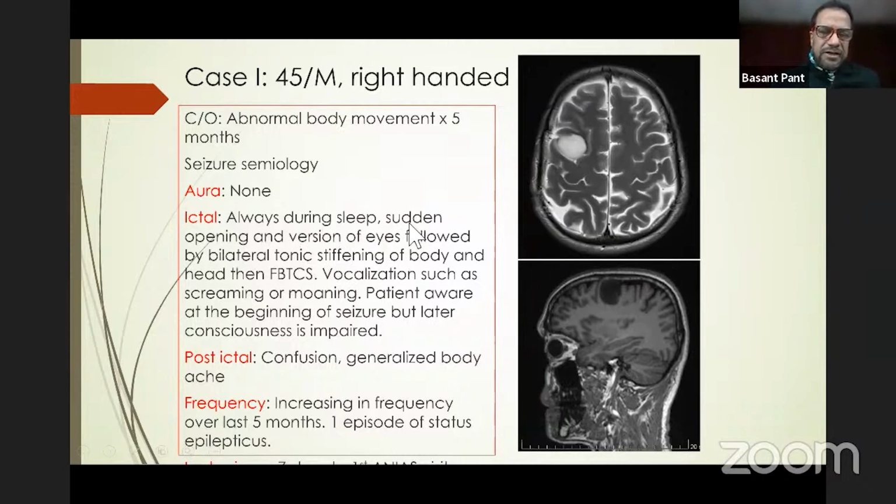the patient has a seizure always during sleep, sudden opening of the eye, version of the eye, followed by bilateral tonic stiffening of the body. So it was lateralizing pretty fast to both sides. And he also had vocalization, like screaming. But then the patient was most of the time aware of the situation, but sometimes he had generalization. And he also had one episode of status epilepticus, which is a very, very dangerous situation.